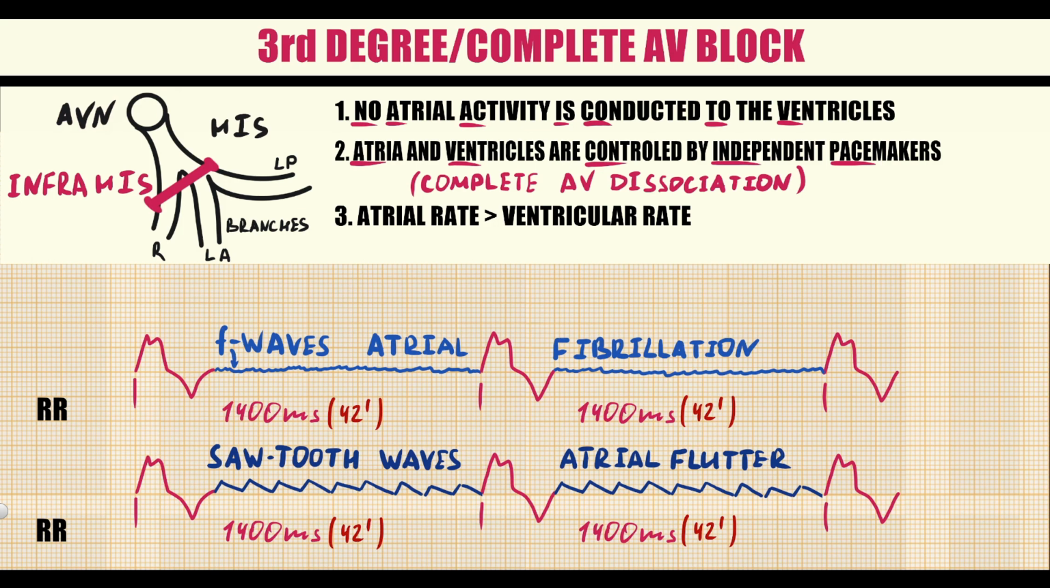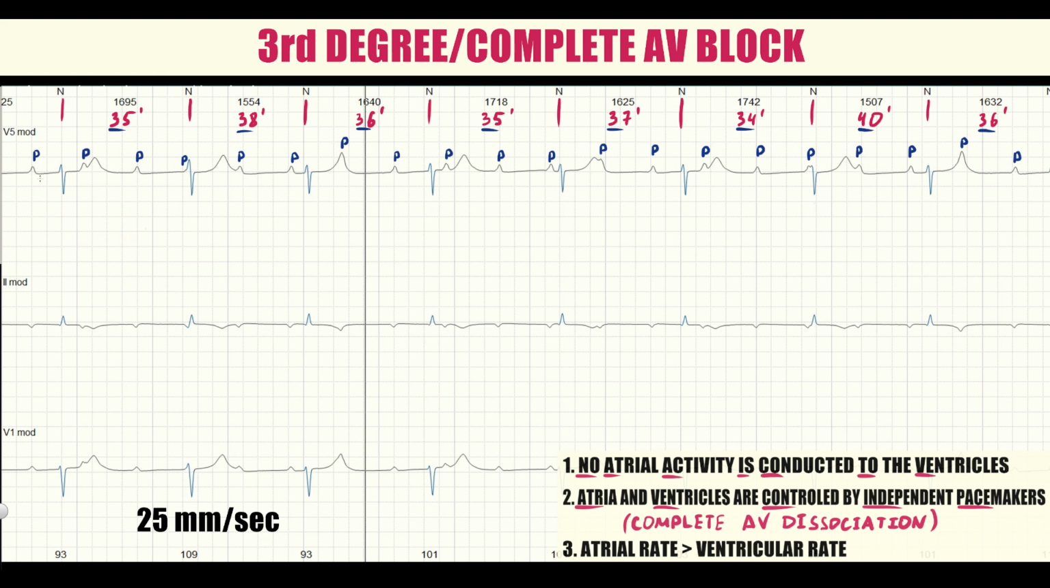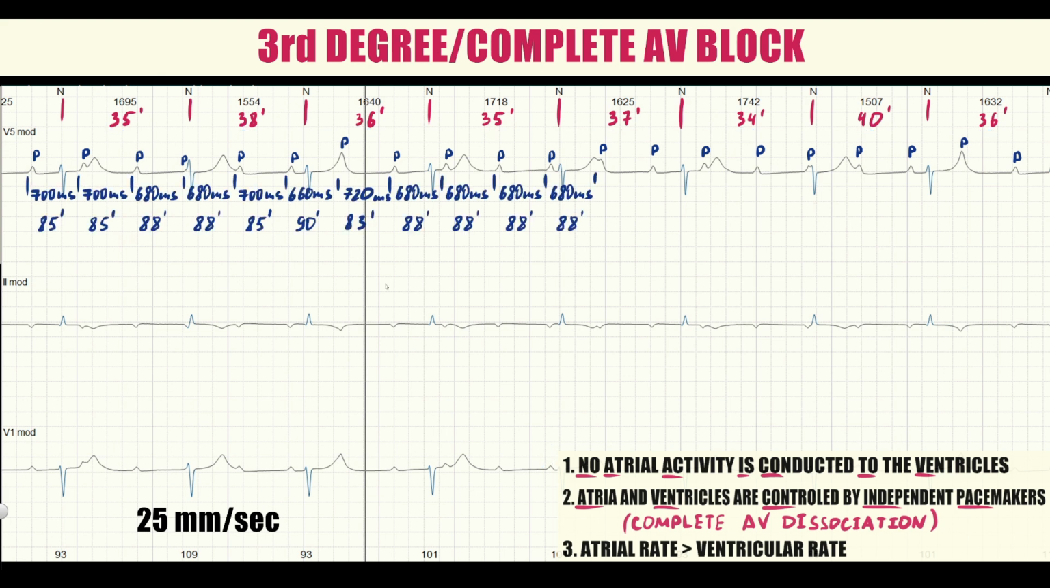Now let's go to a real ECG example. Paper speed is 25 mm per second. Heart rate is less than 40 beats per minute. You can see that P waves interrupt the QRS complex in a random manner. That means no P waves conduct to the ventricle. P wave rate is near 90 beats per minute. Therefore, atrial rate is greater than ventricular.